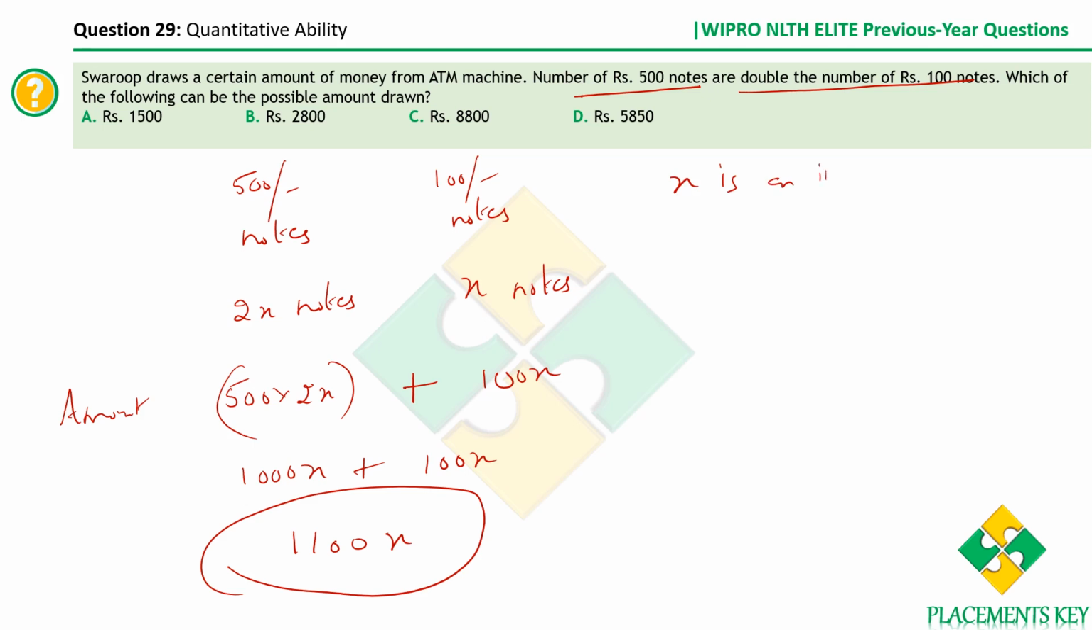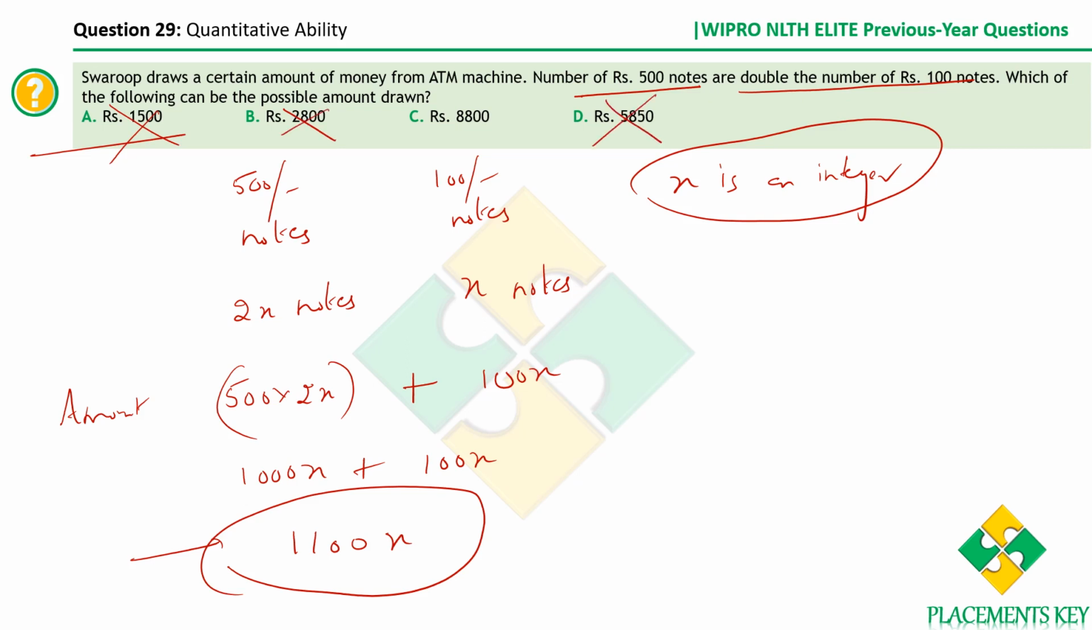X is an integer, because you can't have a decimal number of notes. You can't have 0.5 note, right? You should have 1 note, 3 notes, 4 notes, and so on. Therefore, the amount he withdraws should be a multiple of 1100. Among the answer options, 1500 is not a multiple of 1100, 2800 is not a multiple of 1100, 5850 is not a multiple of 1100, but 8800 is a multiple of 1100. So the possible amount that he can withdraw is 8800 rupees, because it's a multiple of 1100.